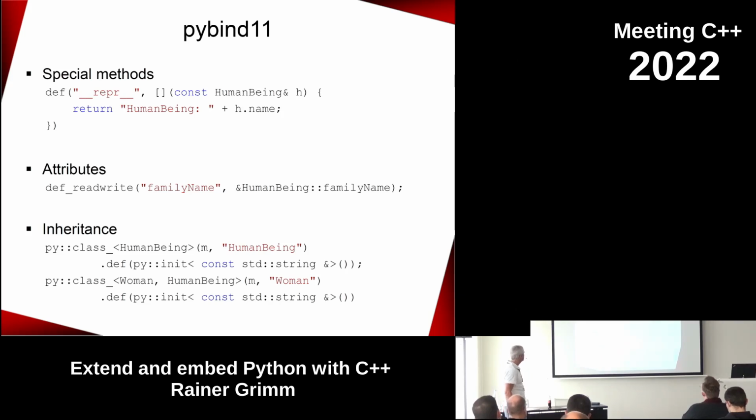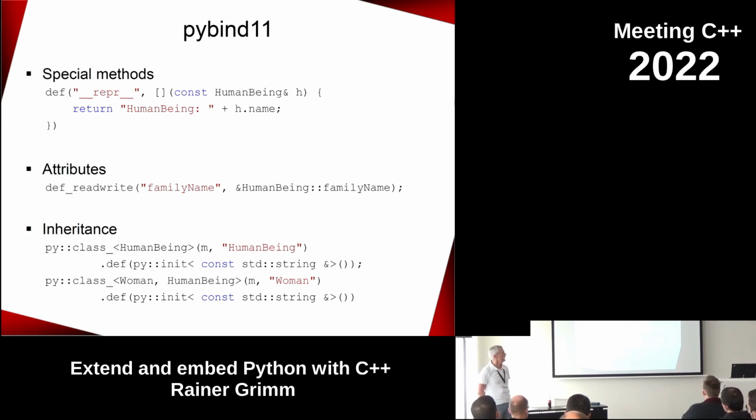What I can also do is, I can do inheritance. I have a class human being, such as before, and now I derive woman from human being, and it has the same constructor. Also a constructor taking a string. This looks extreme. For me, you just read it and you know what's happening.